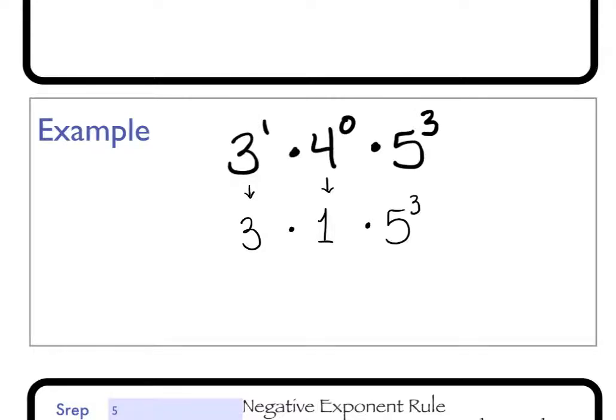And then 5 cubed. Now the only thing I can do is just keep simplifying here. 3 times 1 is just 3. But I can't do anything with 3 and 5 to the 3rd power. They are not like bases, so I'm going to leave those alone, and that is all I'm able to do. Okay?